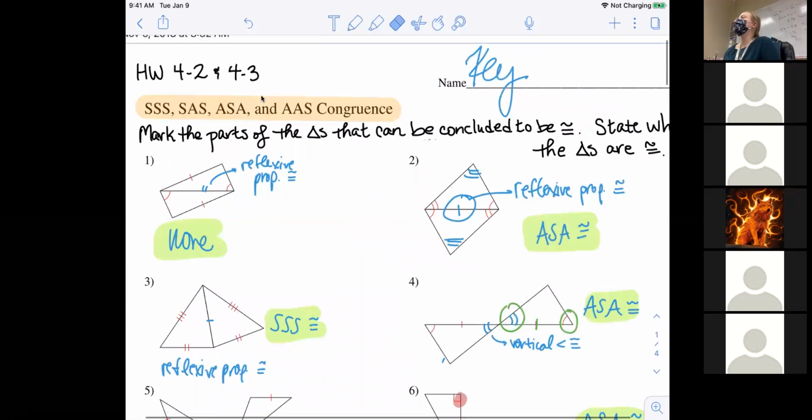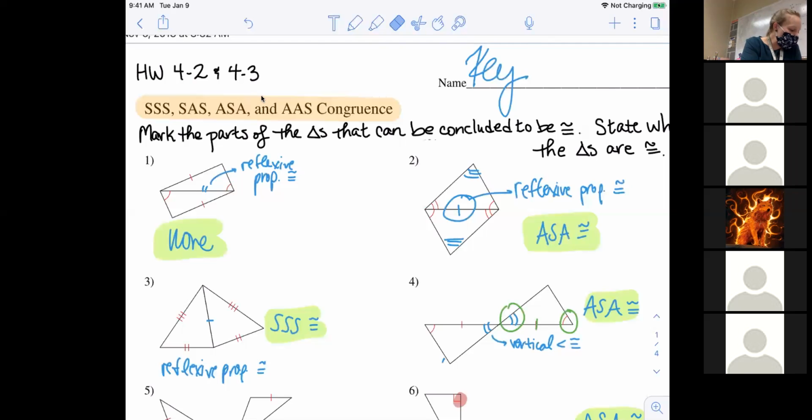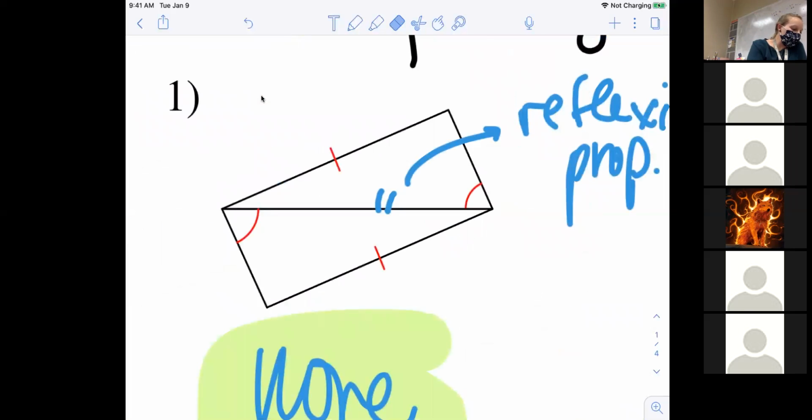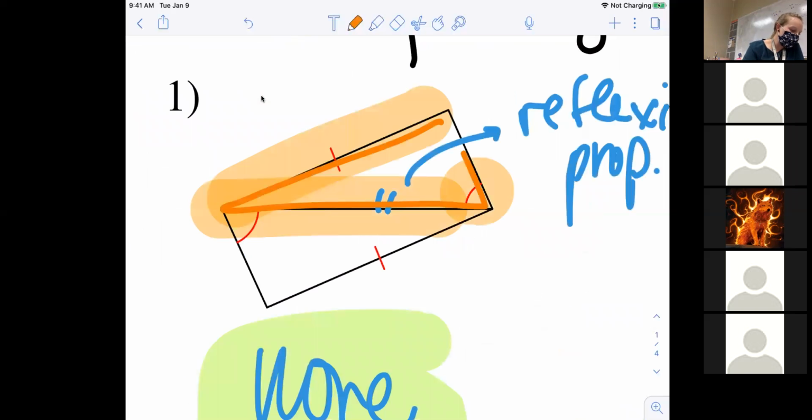Any other questions on 1 through 4? Anybody? Well, can you explain how it wouldn't be SAS for number 1? Because I'm confused on the whole angle. Yes. So if I have my picture here, I have this side, and then this angle. I'm looking at the top triangle, essentially. The 2 sides don't touch the angle. The side in between them does, but do you see how this side up here doesn't touch the angle that I'm looking at? Same thing for the other one.